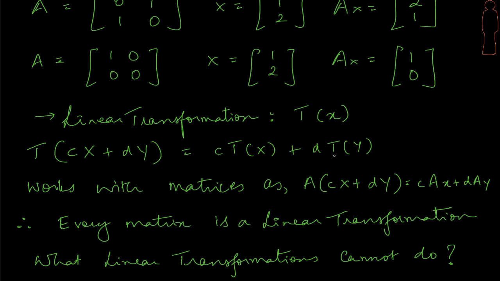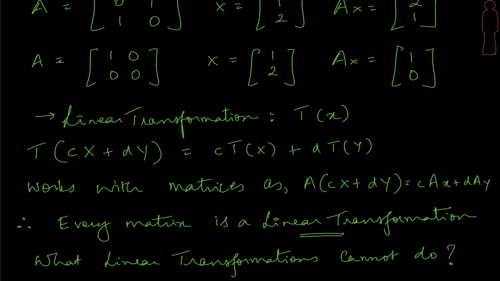We very well know that a matrix follows this property, right? If you take a matrix and multiply it with Cx plus Dy, we know that because of the distributive property, it becomes C times Ax plus D times Ay. So Ax and Ay are their individual transformations, and C and D give the linear combination. Therefore this property is true with respect to matrices, and therefore every matrix is a linear transformation.